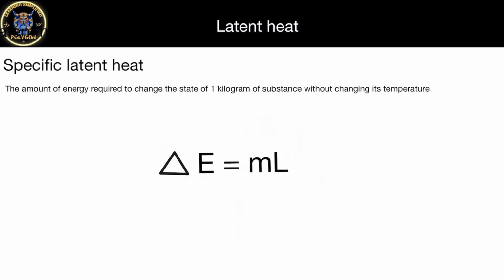To standardize this energy, we use a term called specific latent heat, which is defined as the amount of energy required to change the state of 1 kilogram of a substance without changing its temperature. And this energy required to change the state of a given mass of a substance is expressed as the product of the substance's mass and its specific latent heat. To understand this better, let's review how water changes state.